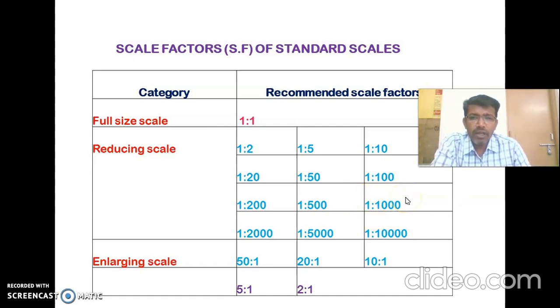So if you see the Google Maps, when you go into it, you can see the scaling factor at the left bottom corner of your screens. So that is that one. And next, coming to the point of enlarging scale, it is a ratio of 50:1, 20:1, 10:1, 5:1 and 2:1. These are the different factors that you are going to consider with the recommended scaling factors.